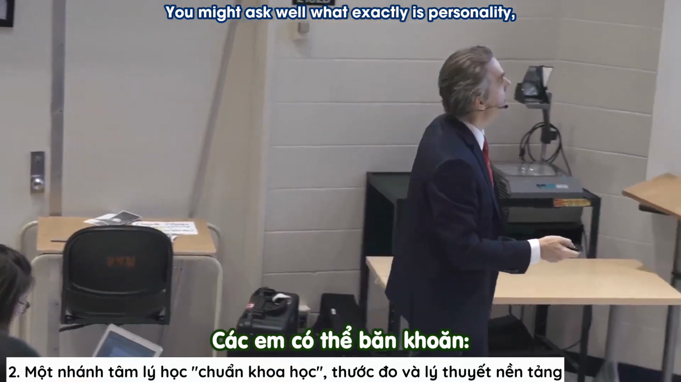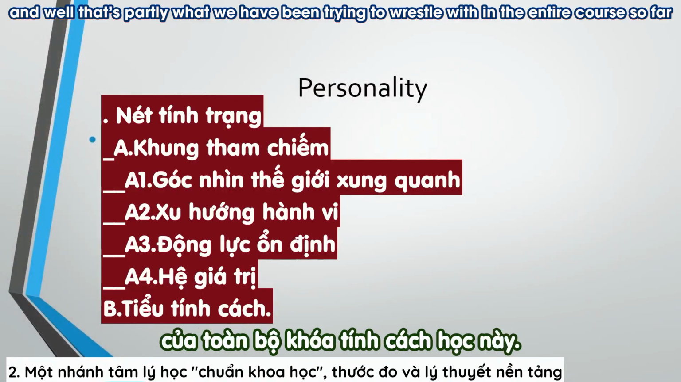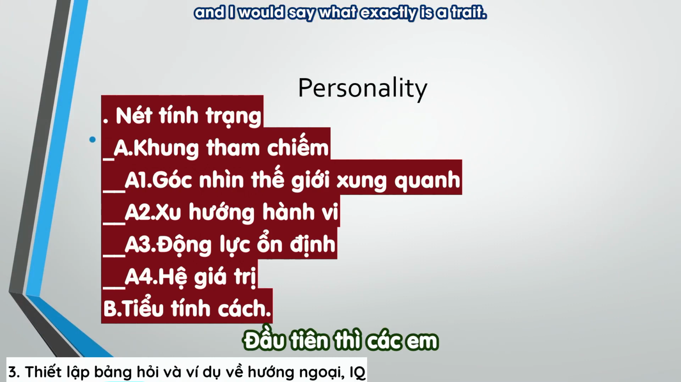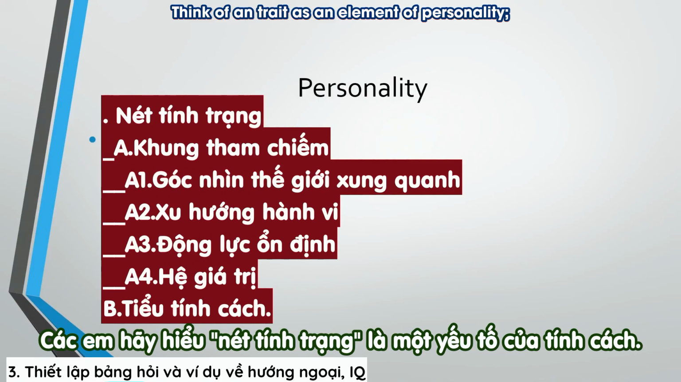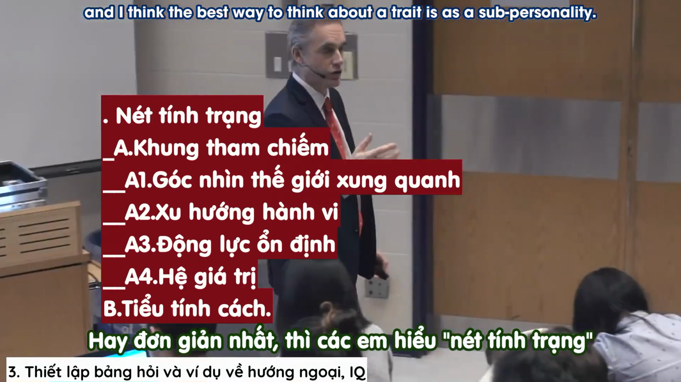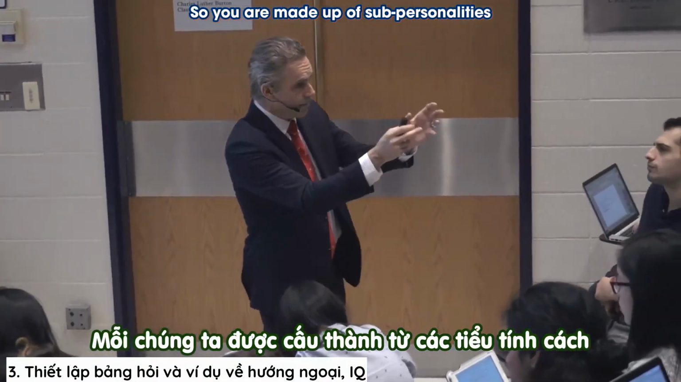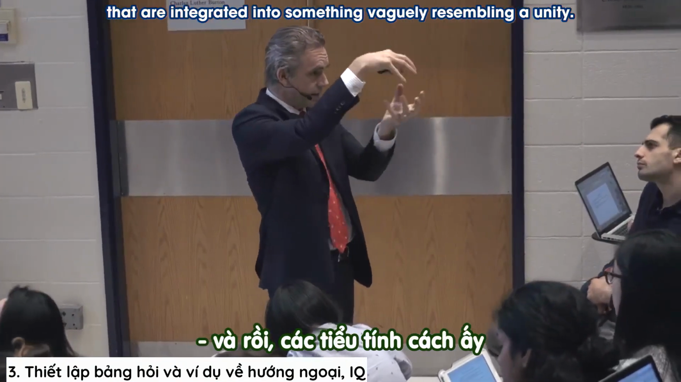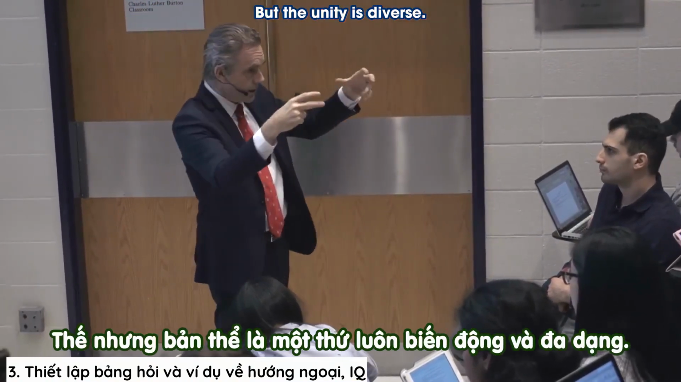You might ask, well, what exactly is personality? And that's partly what we've been trying to wrestle with the entire course so far. Or what exactly is a trait? Think of a trait as an element of personality. And I think the best way to think about a trait is as a sub-personality. So you're made up of sub-personalities that are integrated into something vaguely resembling a unity, but the unity is diverse.